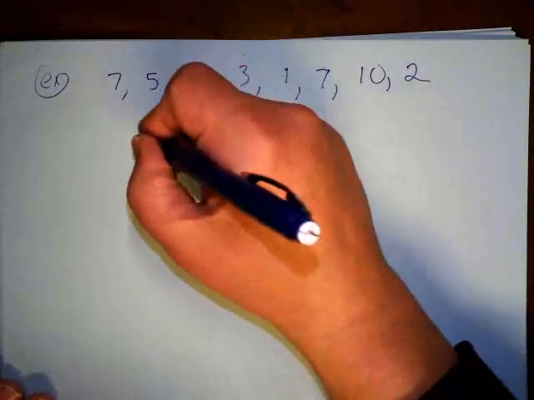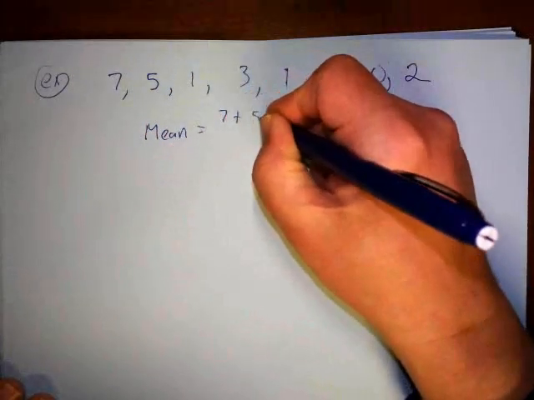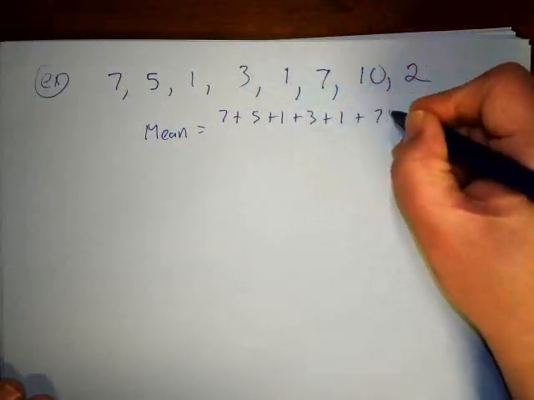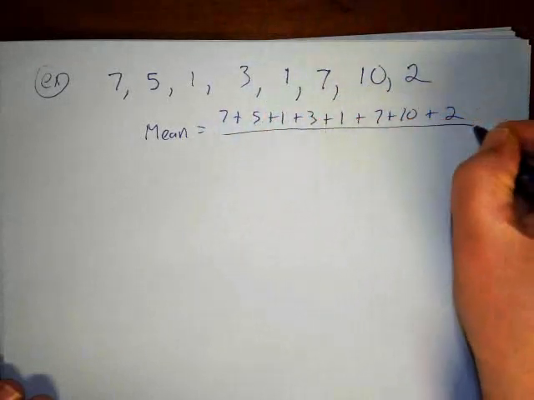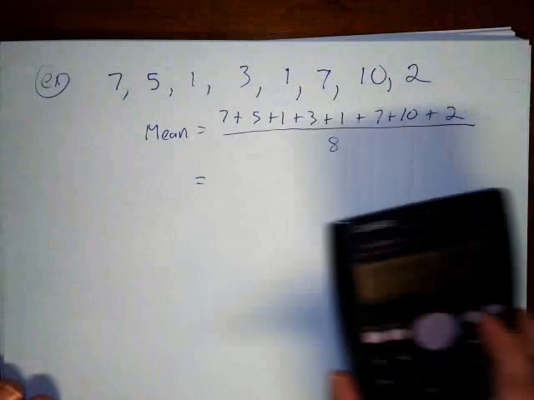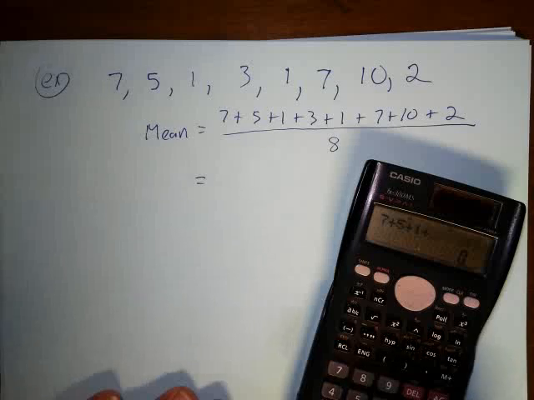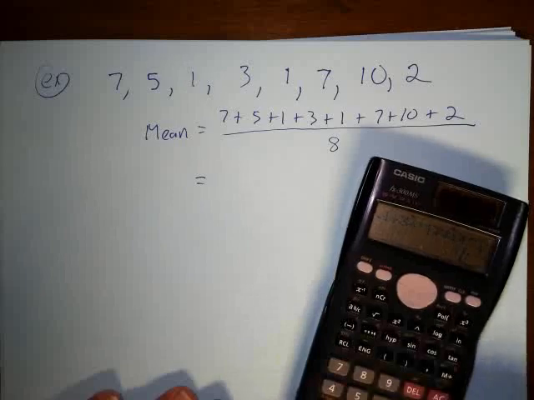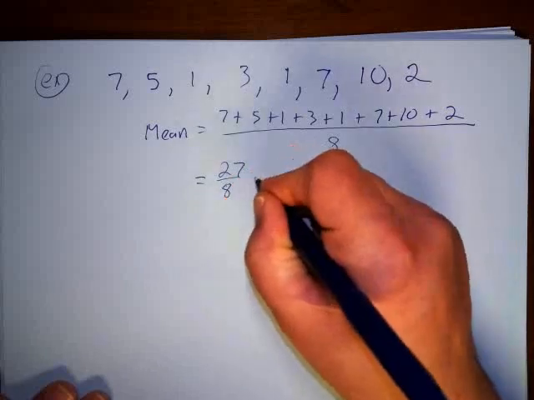Okay, so now let's go ahead, we'll try this together. The mean, I'm going to add them together. So I'm going to add them all together, and it looks like there's 8 of them, so I'm going to divide by 8. So I'm going to use my calculator. 7 plus 5 plus 1 plus 3 plus 1 plus 7 plus 10 plus 2. And I get 27 divided by 8.